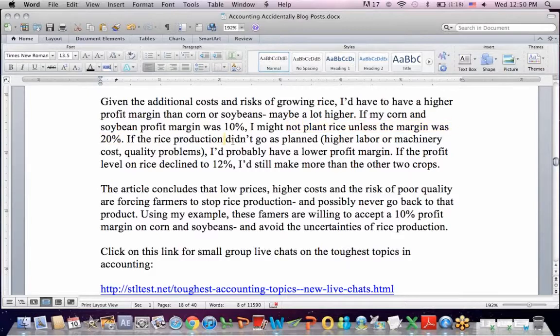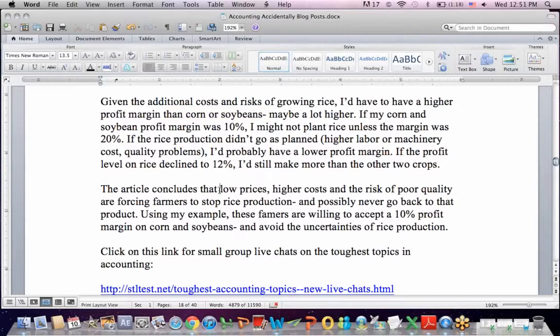That way, if the rice production didn't go as planned and my profit margin was lower, I'll make up a number and say it declines to 12% from 20%, I still make more than I do in the other two crops, corn and soybean, which is 10%. So a 20% profit gives me some wiggle room. If things don't go as planned and my profit margin is lower, maybe at the end of the day, my rice profit margin is still above, at 12%, the profit margin for corn and soybeans. So I might take the risk of growing rice.